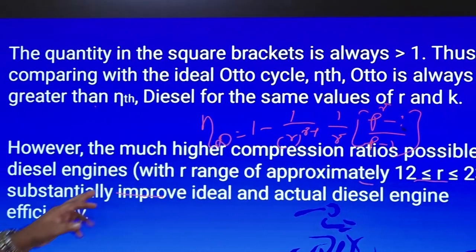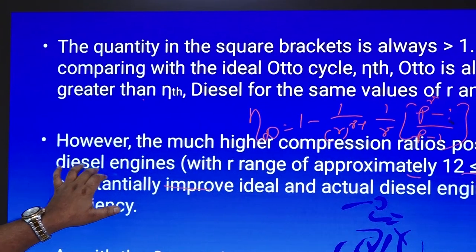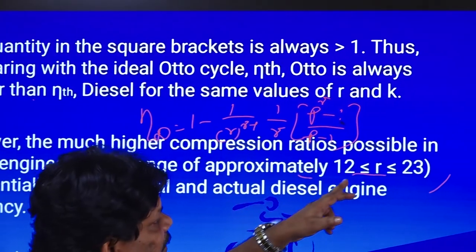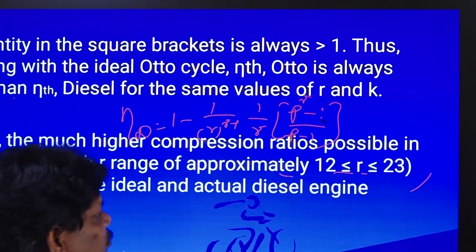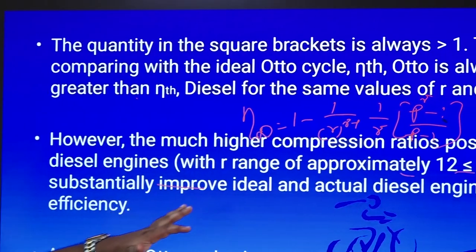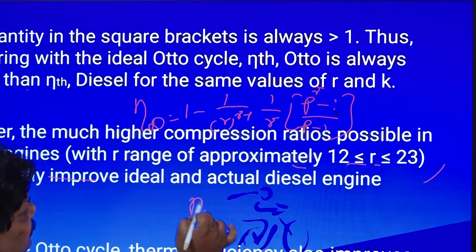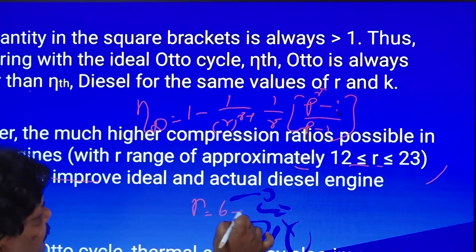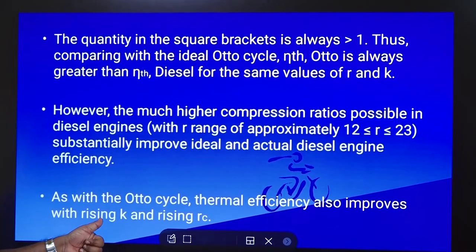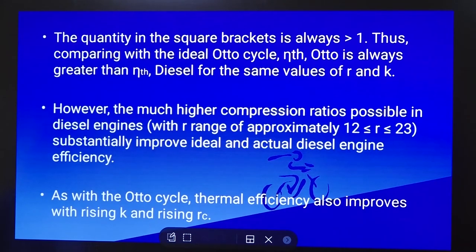However, much higher compression ratios are possible only in diesel engines, because the value of r can lie between 12 to 23, so it improves the ideal and actual diesel engine efficiency. In case of the Otto cycle, r is from 6 to 10 only. With the Otto cycle, the thermal efficiency also improves with rising k and rising rc.